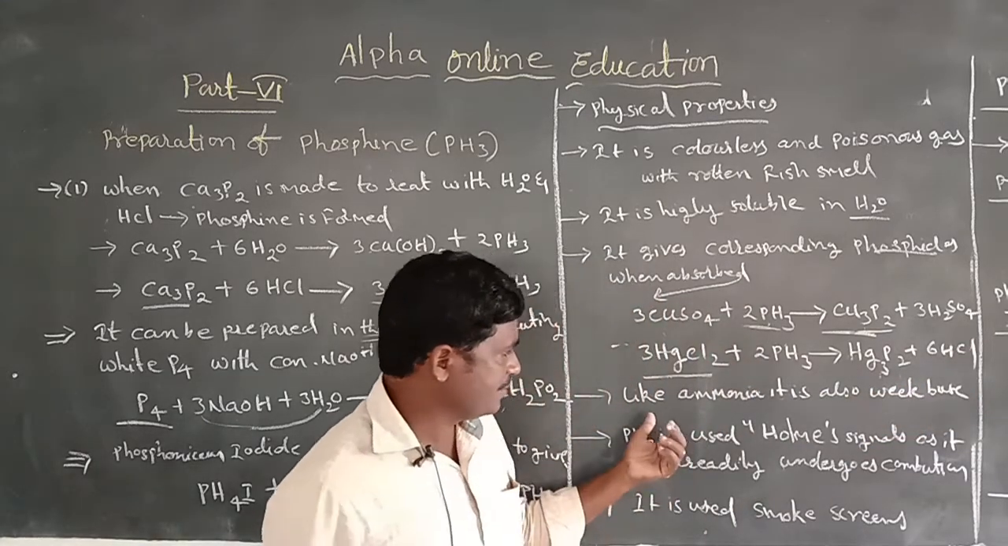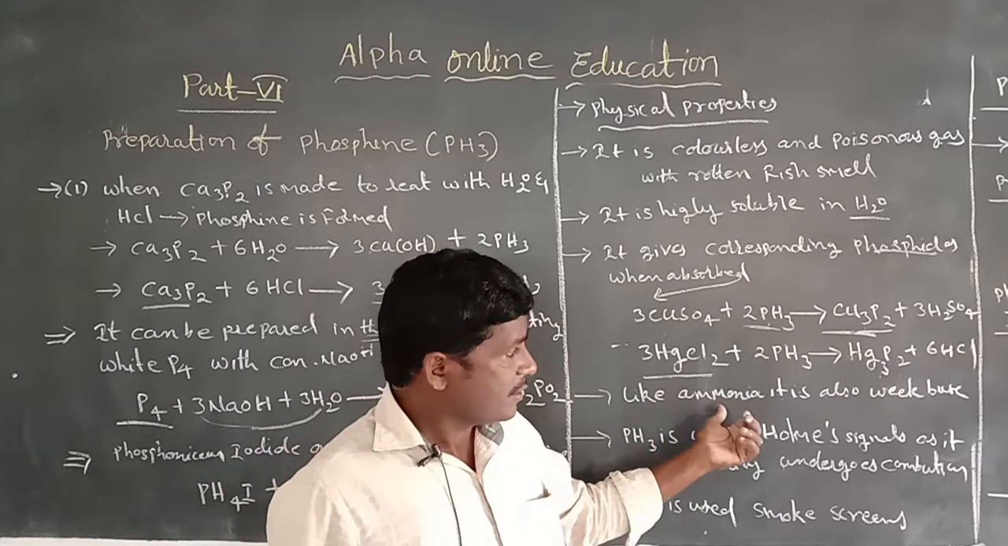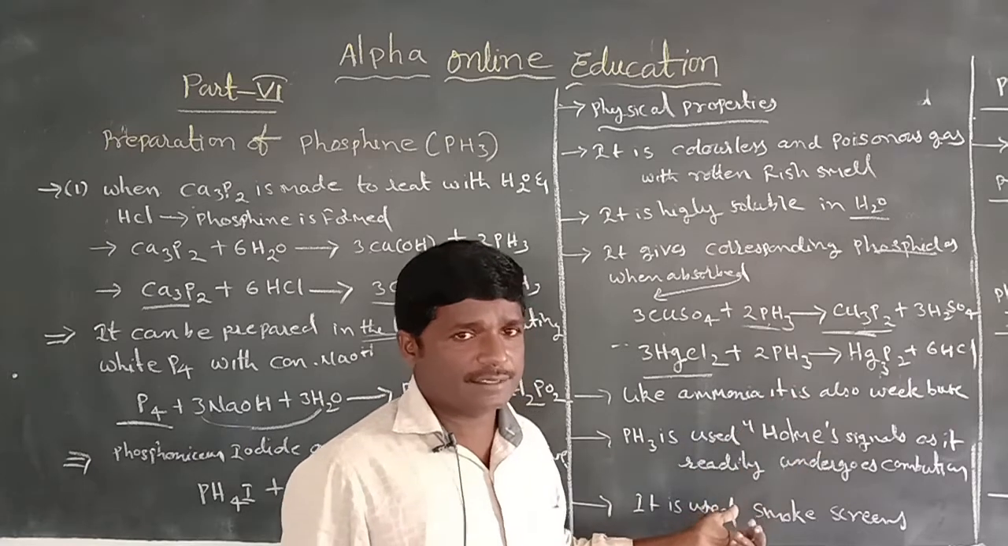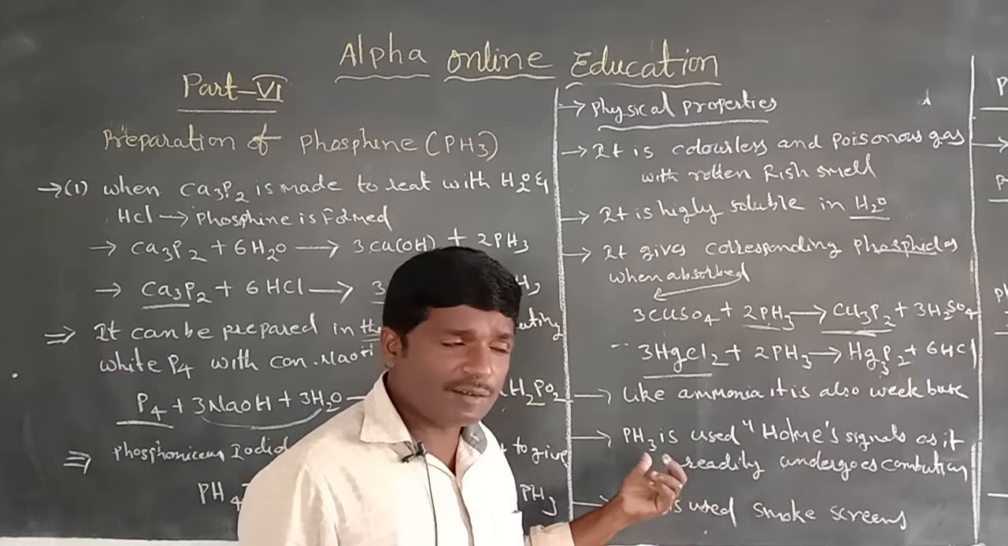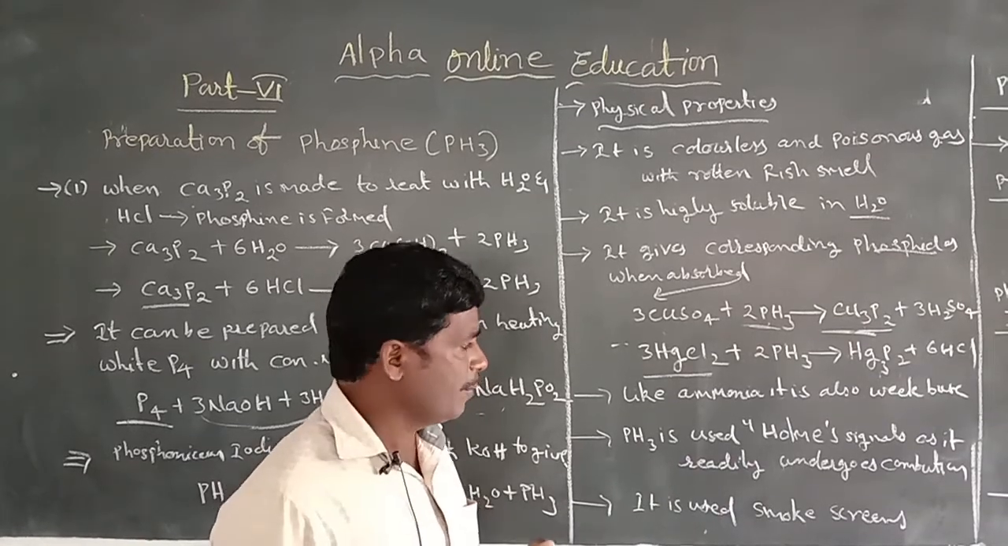Next, it is like ammonia. It is also known as a weak base. It exists like ammonia as a weak base. That is the properties of phosphine.